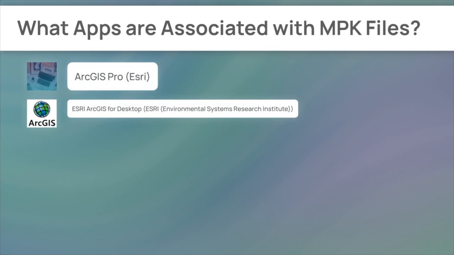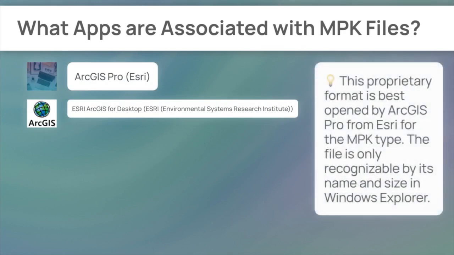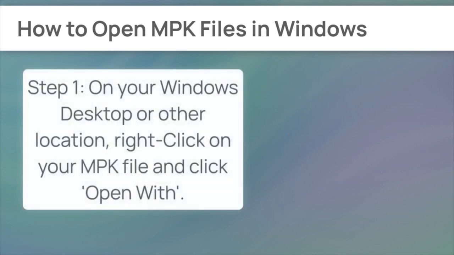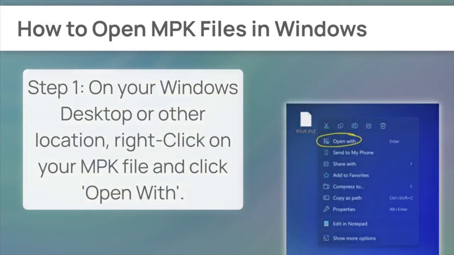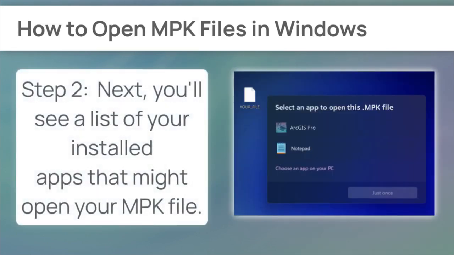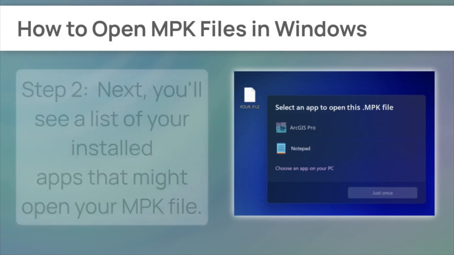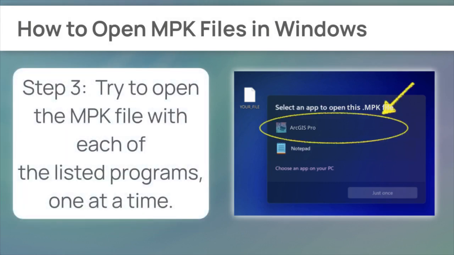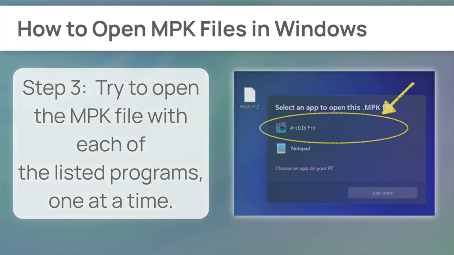The file is only recognizable by its name and size in Windows Explorer. Windows provides only superficial insight, so understanding the data requires the correct software. Let's find the specific program that reads the file structure. Right-click the MPK file and select Open with ArcGIS Pro if it appears. If not, choose another application. One of them is the right match.